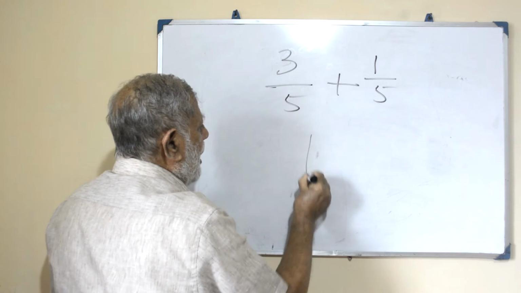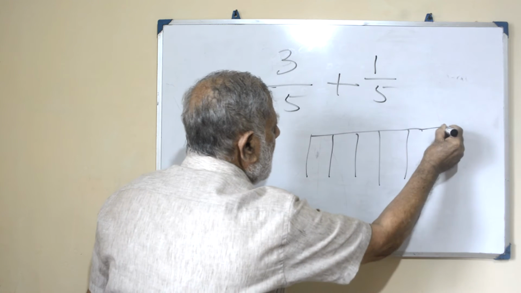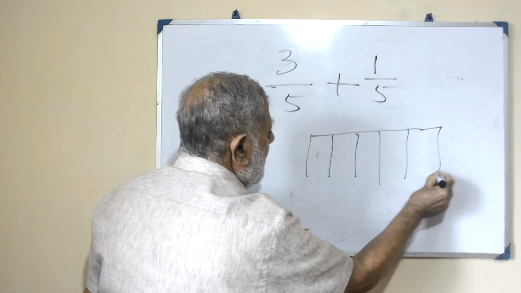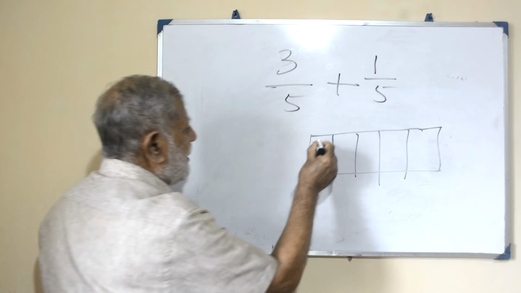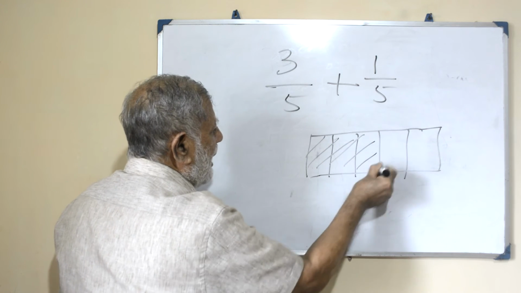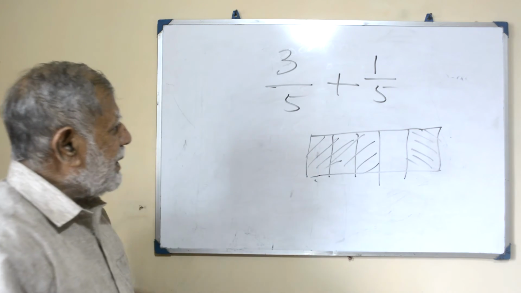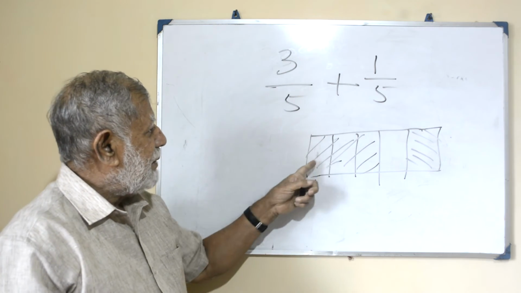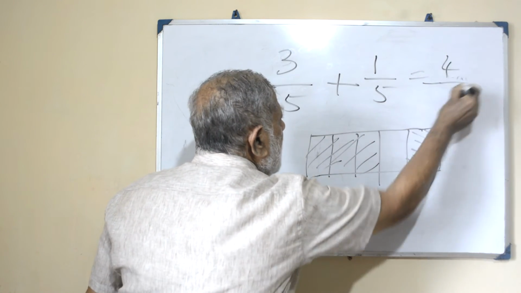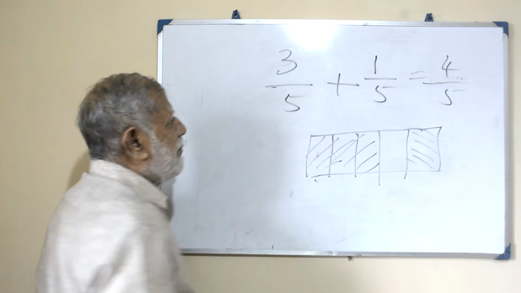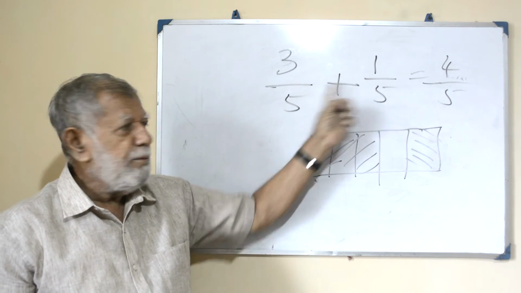If we show this in a diagram, okay, 5 boxes we have, and we are coloring 3 boxes red. We are coloring this red, and we are coloring this blue. So altogether, how many boxes are colored? Here we have colored 3, here we have colored 1. So altogether we have colored 4 boxes. 4 boxes we have colored out of 5. So we call it 3 and 1, 4. So when the denominators are same, we just add the top numbers.